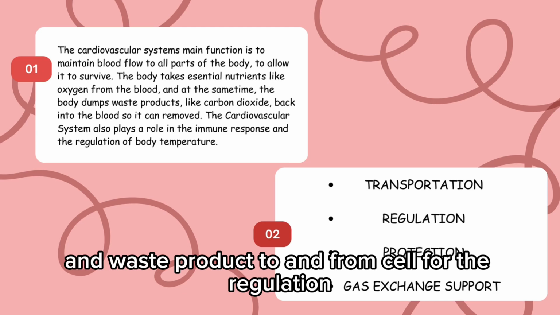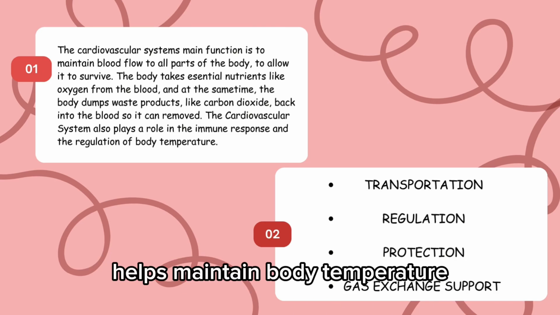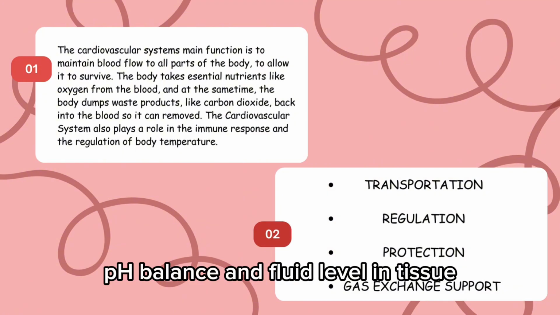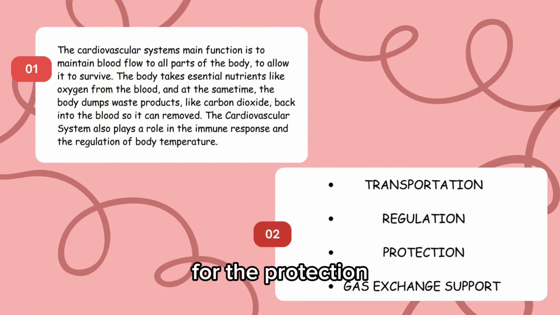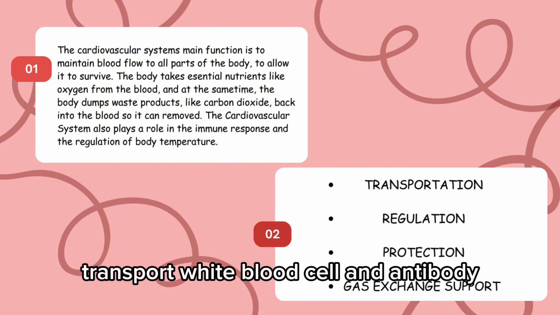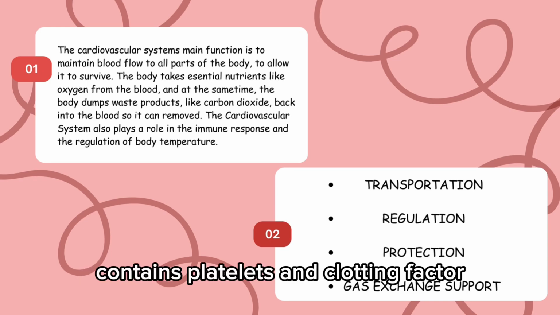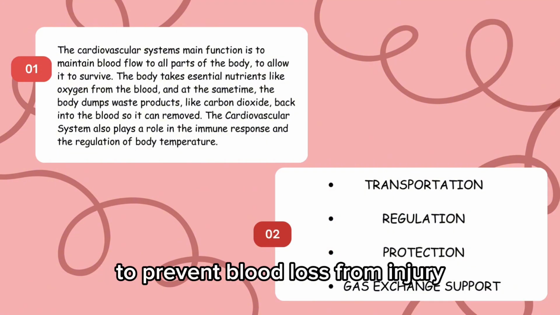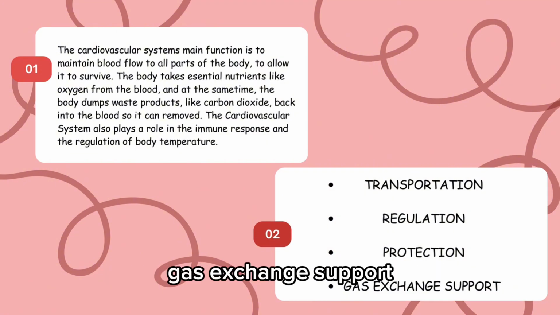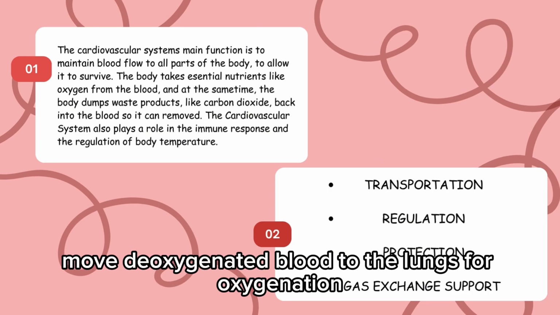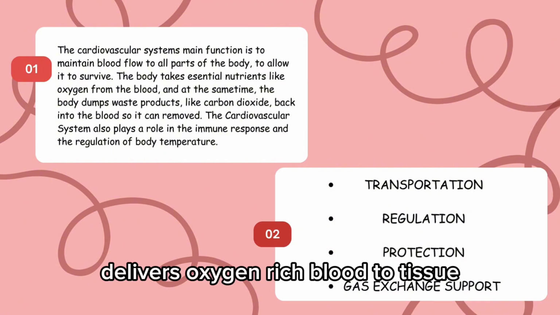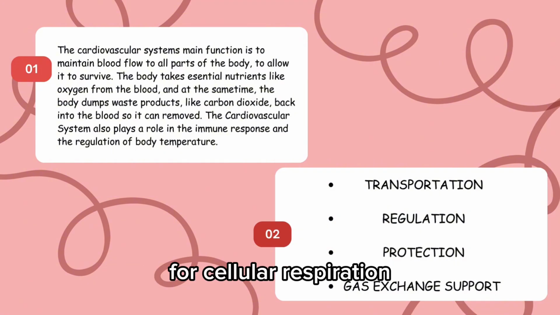For the regulation, it helps maintain body temperature, pH balance, and fluid level in tissue. For the protection, it transports white blood cells and antibodies to fight infection, and contains platelets and clotting factors to prevent blood loss from injury. Gas exchange support moves deoxygenated blood to the lungs for oxygenation. It delivers oxygen-rich blood to tissue for cellular respiration.